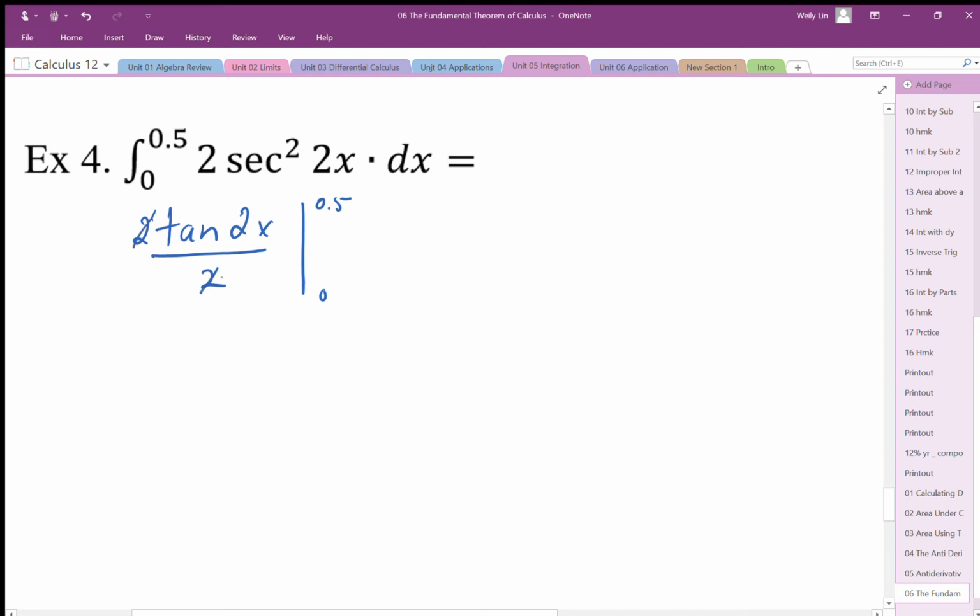Okay, those 2's cancel out, so we end up with tan 1 minus tan 2 times 0, and that's 0. So our displacement works out to be tan of 1, whatever that works out to be. Okay, if I type that into my calculator, tan 1 is approximately 1.56. So the tangent of 1 radian is approximately 1.56, and that represents the area underneath this curve from 0 to 0.5.